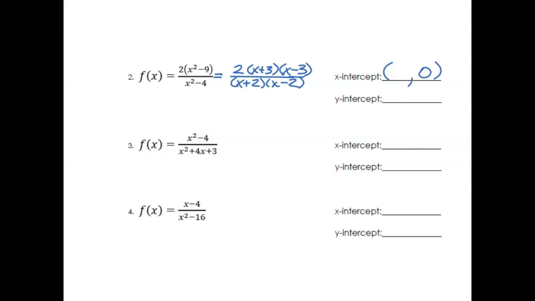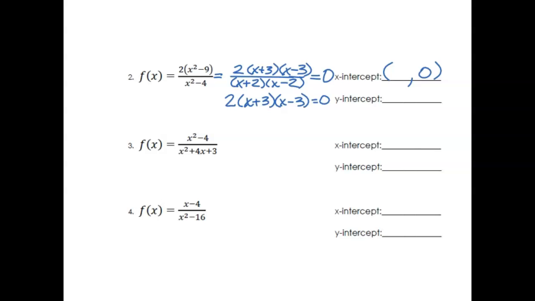But in order to find the X-intercept, I need to set the function equal to what? 0. Which means that really I'm setting what equal to 0? The numerator. Good. This kind of looks like when we were solving quadratics. We had a whole bunch of factors and their product equaled 0. So what do I do with each of the factors to find the solutions?